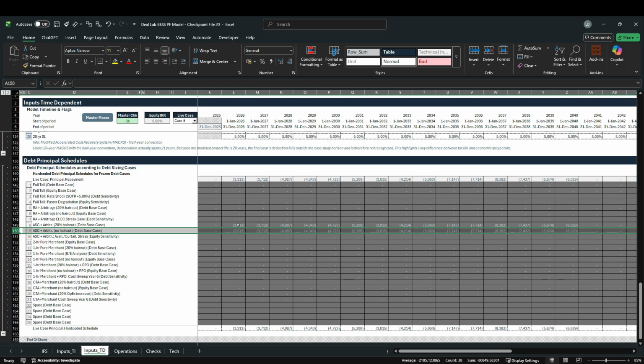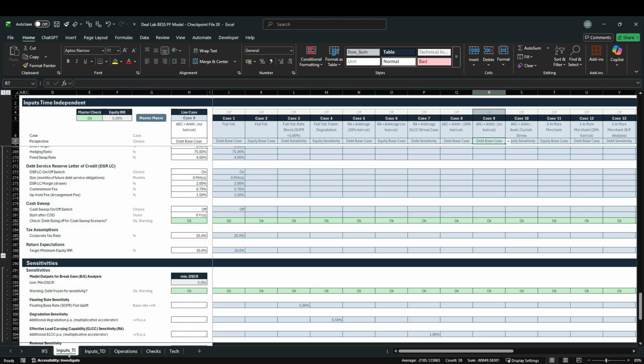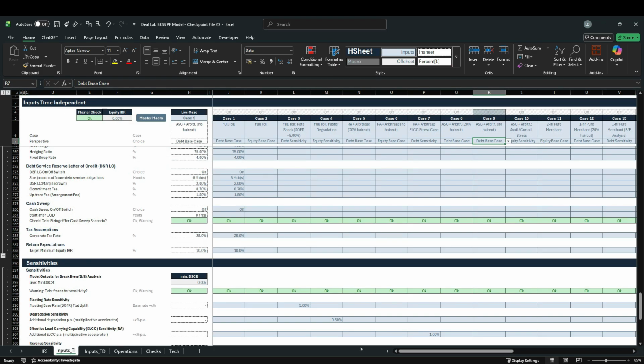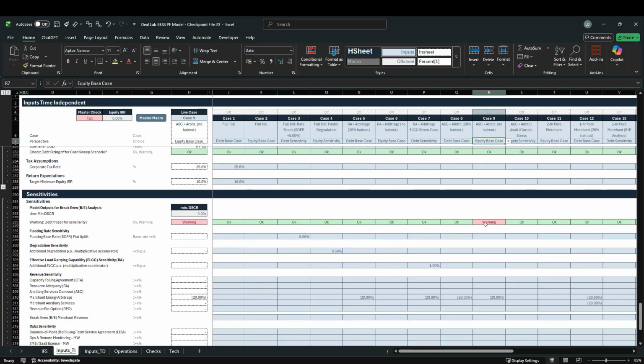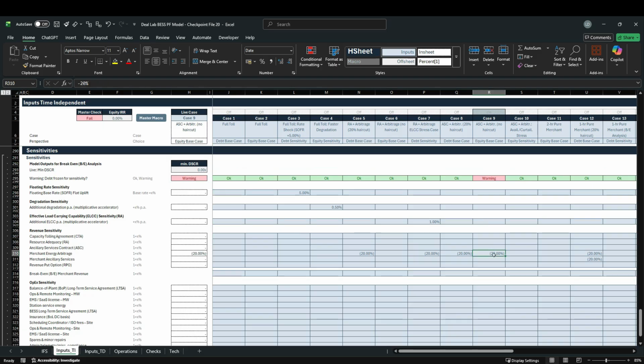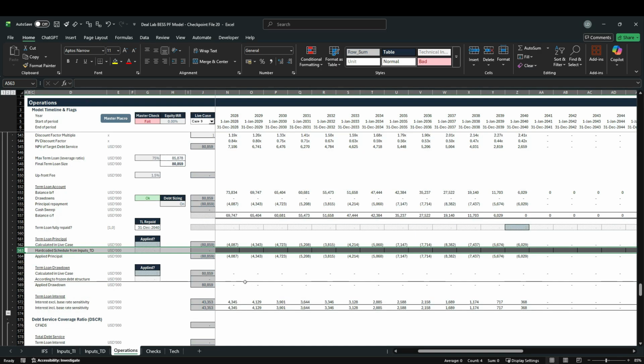And you can see that both rows have the same values, which means that now we can flip over to the inputs time independent sheet, select our equity base case or any sensitivity case, and then make sure that there is no haircut assumed anymore. So delete this. And let's move back to the operations sheet.